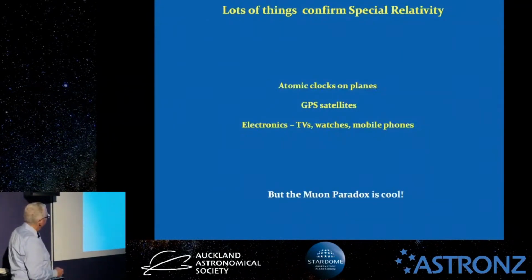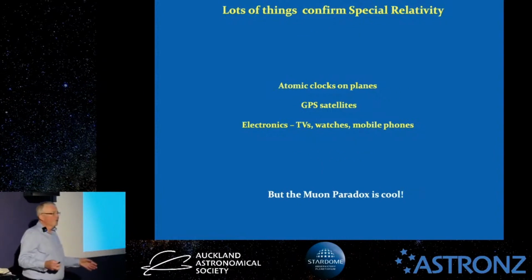So there are lots of things to confirm special relativity. Atomic clocks are very, very accurate. If you have an atomic clock on the ground and you put an atomic clock in a jet flying at high velocity, the clocks will keep different times. The clock travelling in the jet will tick slower than the atomic clock on the ground. That's been well and truly proven.